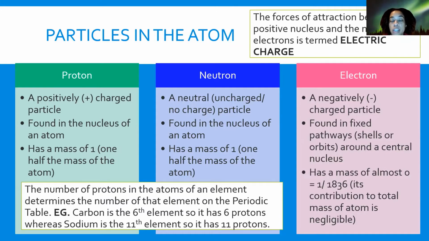A neutron is a neutral, uncharged particle found in the nucleus of an atom as well. It also has a mass of 1. This makes up the other half of the mass of the atom.